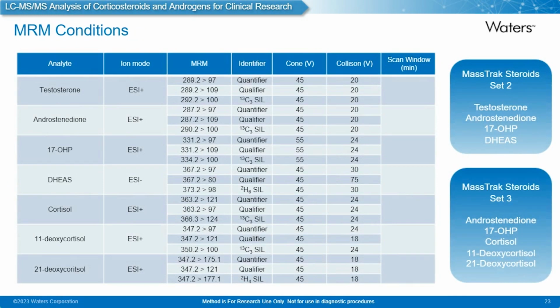And the MRM conditions for this analysis, we have obviously the sets 2 and sets 3. There are different analytes within those sets, but the sets also share some analytes, like androstenedione and 17-OHP. I'm not going to talk all the way through these transitions, but just to highlight, as I said previously, we are looking at a negative ion compound in DHEA sulfate, and the rest are in positive ion mode. And each has an internal standard, either a deuterated or isotopically labeled 13C3 internal standard.